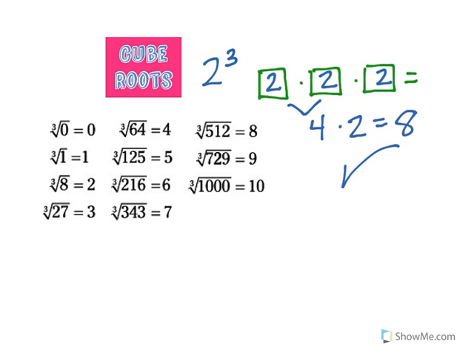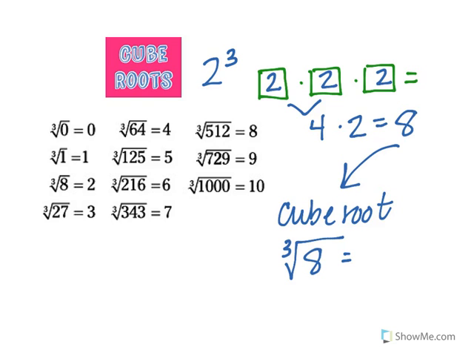And the opposite of cubing something is to take the cube root, which looks like a square root, but it has an exponent of 3. So the cube root of 8 is 2, because that tells me I need a number that I can multiply by itself 3 times to get the product of 8.